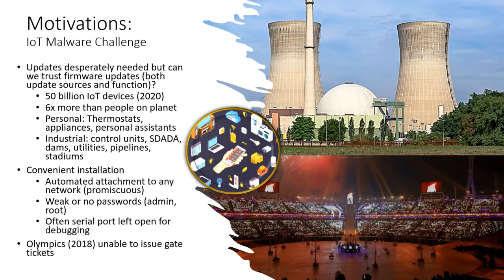Everything from SCADA devices in nuclear plants to this picture from the 2018 Olympics in South Korea, in which the printers were disabled, largely in what was thought to be a nation state attack on the Korean Olympics. They could not issue the gate tickets from the printers at the opening ceremonies.